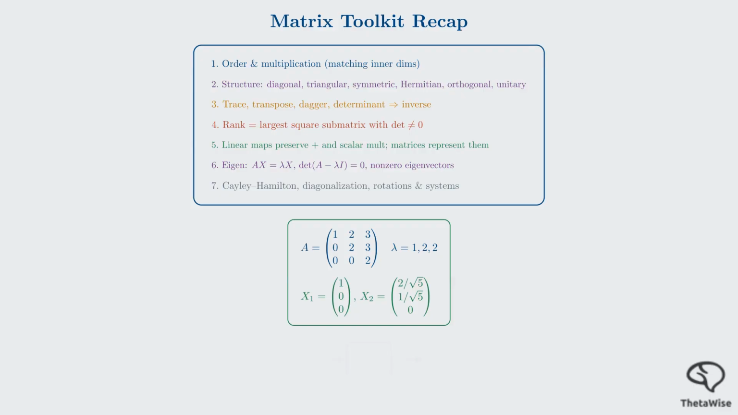Cayley-Hamilton lets a matrix satisfy its own characteristic equation, which can simplify powers and inverses. Diagonalization changes coordinates, so the matrix acts by simple diagonal scaling. Finally, rotations and linear systems show why these ideas matter beyond notation. When you see a new matrix, ask 3 questions. What structure does it have? What vectors does it preserve? And what rank information does it carry?